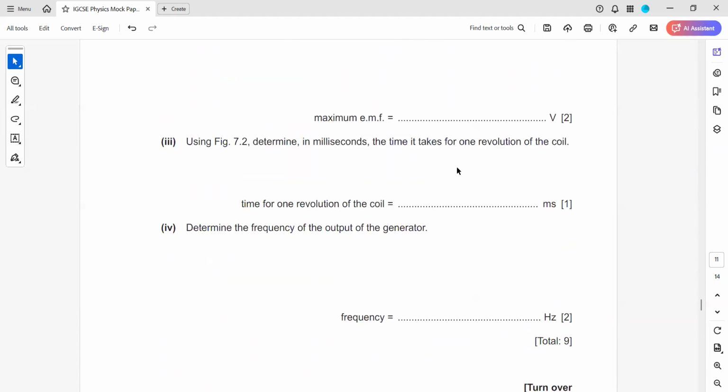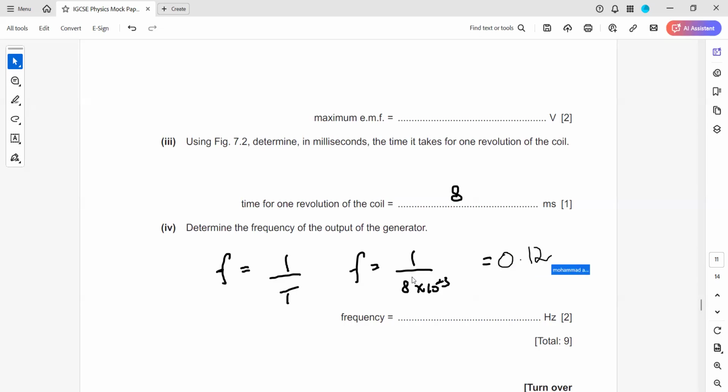Next we need the frequency. After knowing the time period, which is 8 milliseconds, we need the frequency. Frequency is the reciprocal of the time period. So 1 over 8 milliseconds, where milli means 10 to the power minus 3. So 1 divided by 8 times 10 to the power minus 3. What's the answer for this? 1 divided by 0.008. It cannot be in decimals. It is 125, because 1 is greater than this number, so definitely it will be more than 1. It will be 125 hertz.